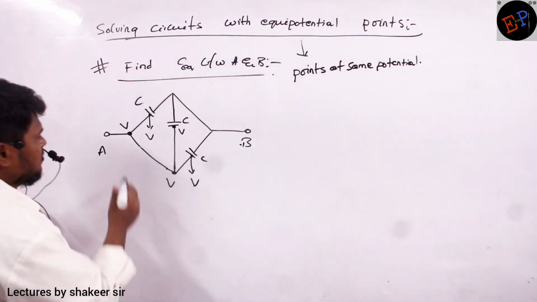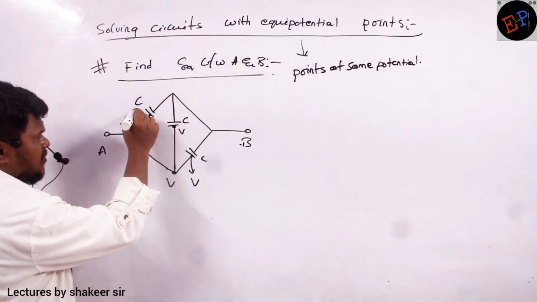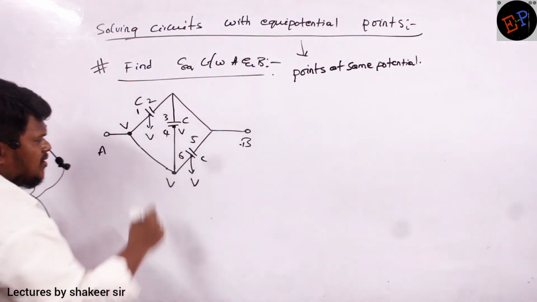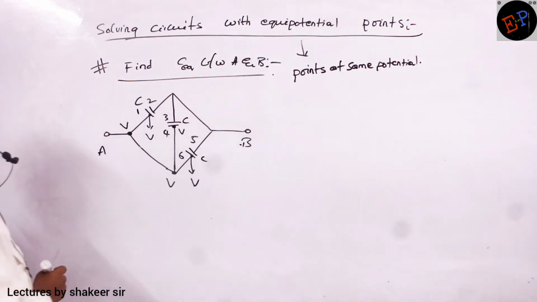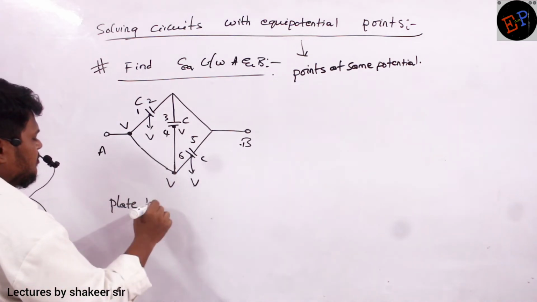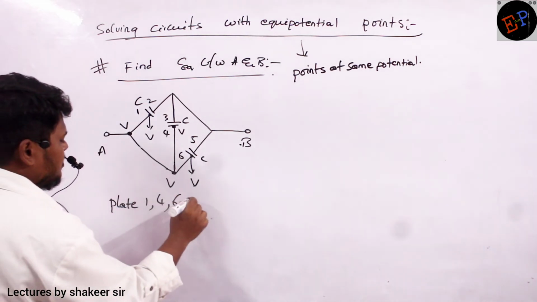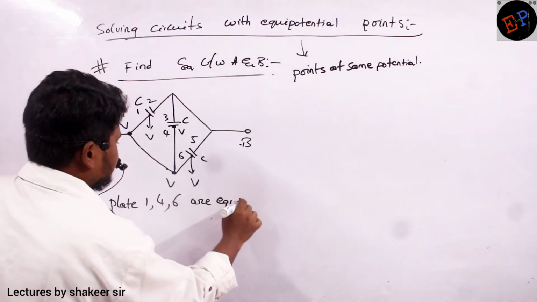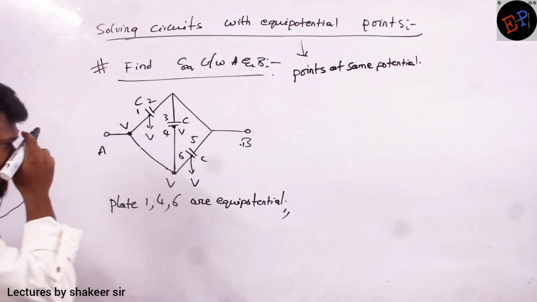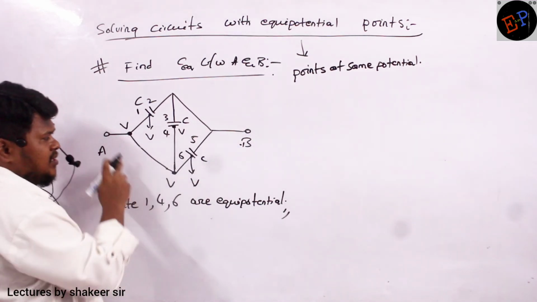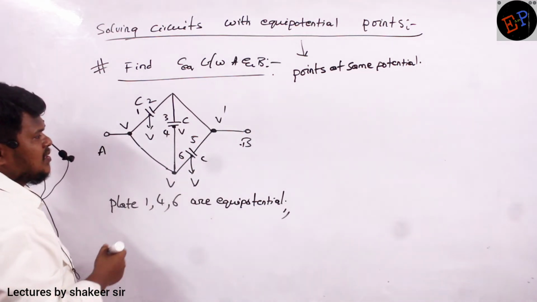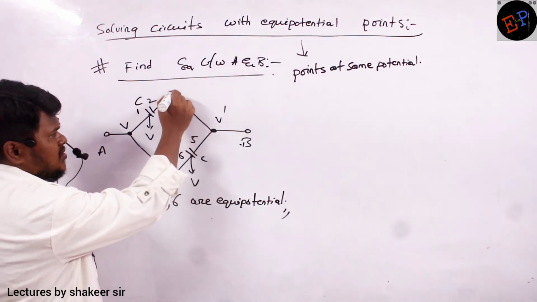Clear? So therefore, if I name the plates 1, 2, 3, 4, 5, 6, this is the naming of the plates I have given. So which plates are at the same potential, ma? Plate number 1, plate number 4, plate number 6 are equipotential. That's all, no? They are at the same potential. Is it clear, ma? Now definitely B is at a different potential, no?